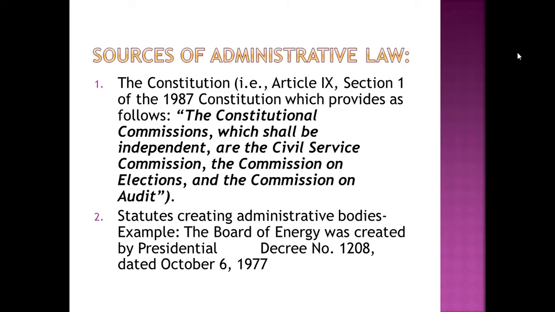Take note of these three constitutional commissions because they are exclusive. The Commission on Human Rights is not included. So when I ask you what are the three constitutional commissions, these are the constitutional commissions. What again are they? Civil Service Commission, Commission on Elections, and the Commission on Audit. While Commission on Human Rights has commission in its name, it is not a constitutional commission in its strict sense.